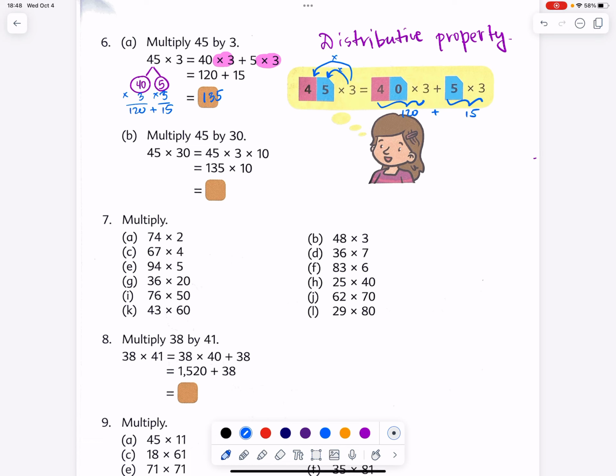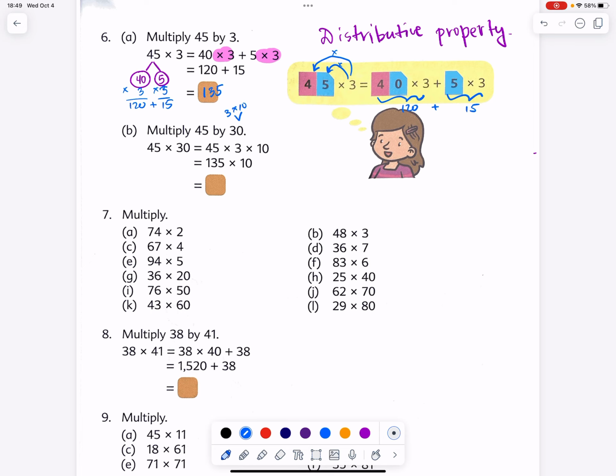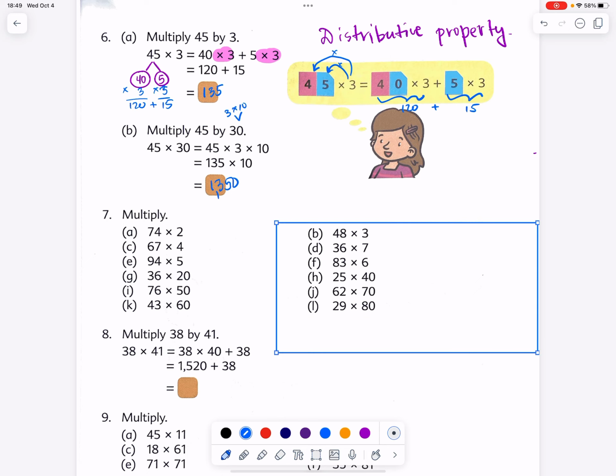Now, how do we multiply 45 times 30? Well, we know that 30 is just 3 times 10. Again, let's split this math in our heads into two steps. 45 times 3, we know it's 135, and then take it 10 more times, and that's super easy to do, 1,350. Again, in number 7, when they're asking us to multiply, I'm only going to do the right box. It is up to you to do A, C, E, G, I, K, while I do B, D, F, H, J, L.